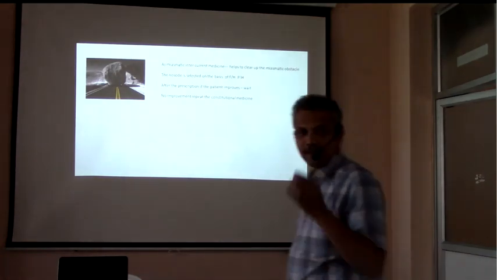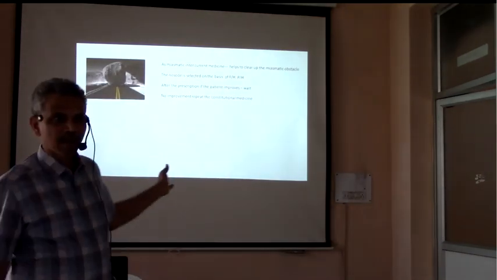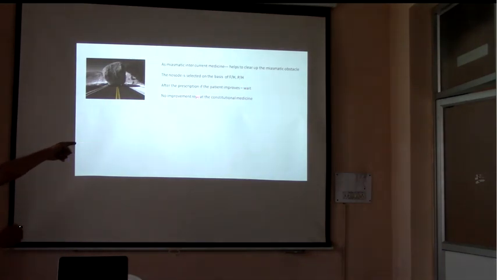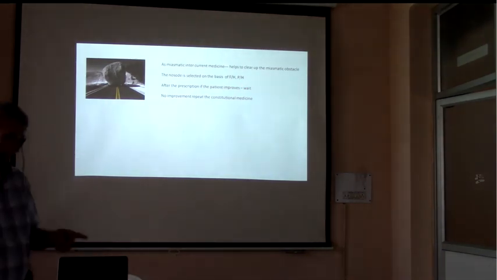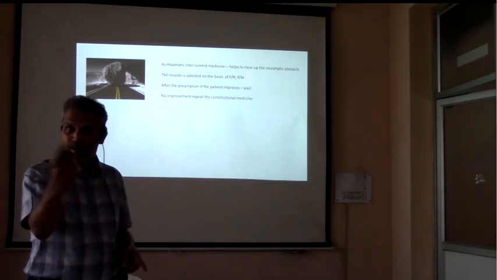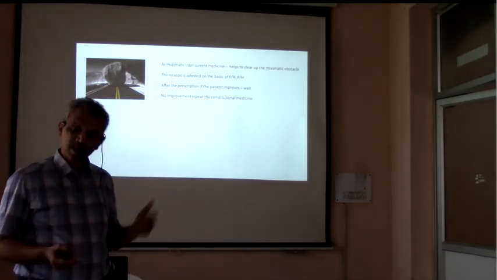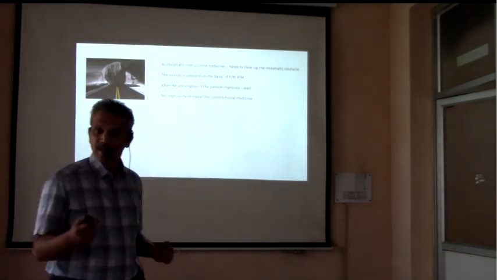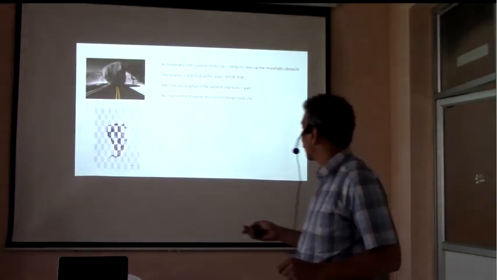See, these are very important, taken from different source books. The miasmatic intercurrent medicine helps to clear out the miasmatic obstacle. The nosode is selected based on the family history and past history. After the prescription, if the patient improves, wait. If the patient does not improve, then you have to repeat the previous constitutional medicine, and now it works wonders. So this is the fifth indication of the nosode.